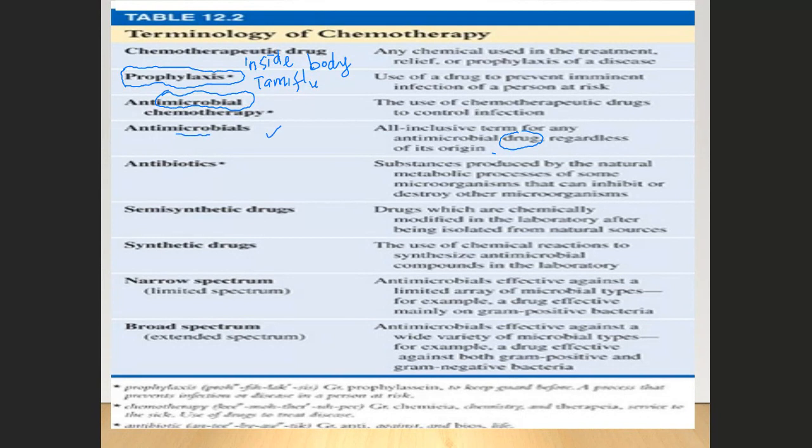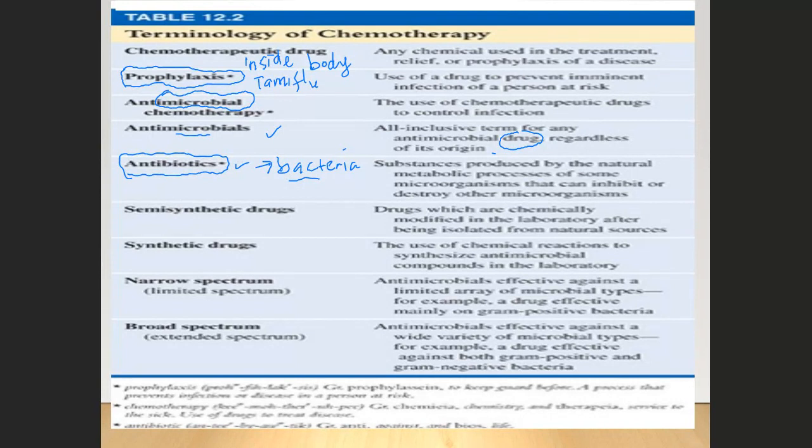Now, antibiotics is a very specific term. This is actually only used for bacteria. So when we talk about antibiotics, they are only used for bacterial infections. So we cannot use antibiotics for curing viral disease, like flu, for example. So we do not take antibiotics for flu because antibiotics are for bacteria.